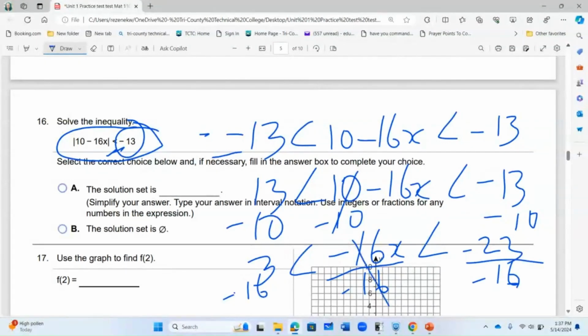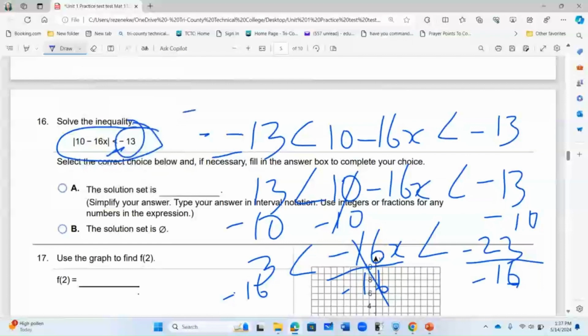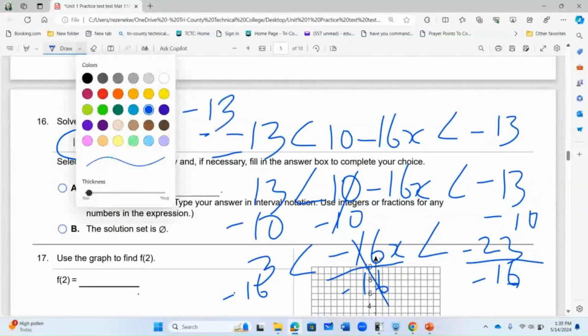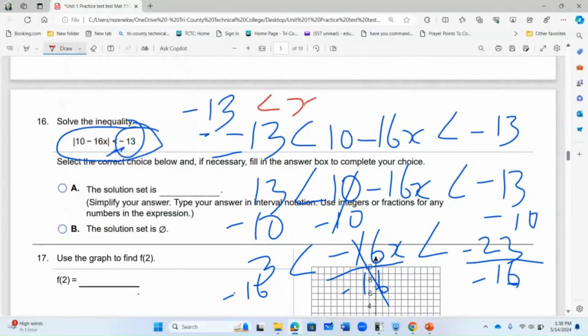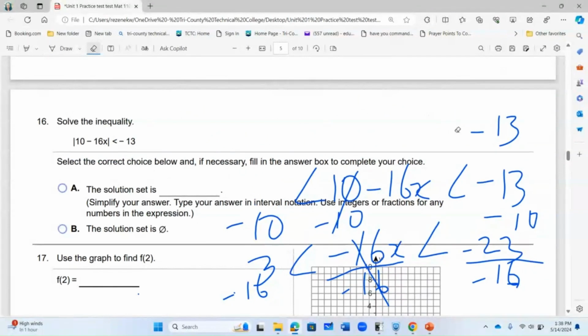All right, now I'll cancel. This will cancel. So I'll end up having negative 13 is less than x, and x is less than negative 39. You could be told to draw a number line to represent your answer. I hope you know that this number here is greater than this number. So you can actually graph it. Remember, there's always going to be an answer because this is a practice test. Okay, so let's find another absolute value equation or inequality and solve.